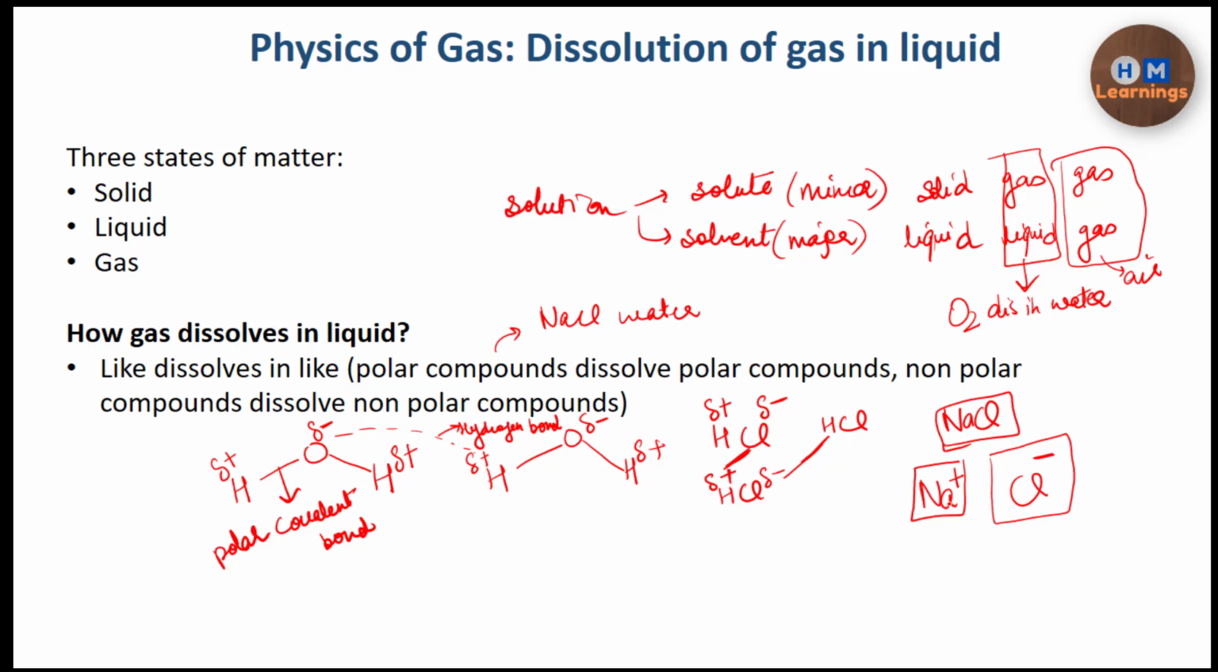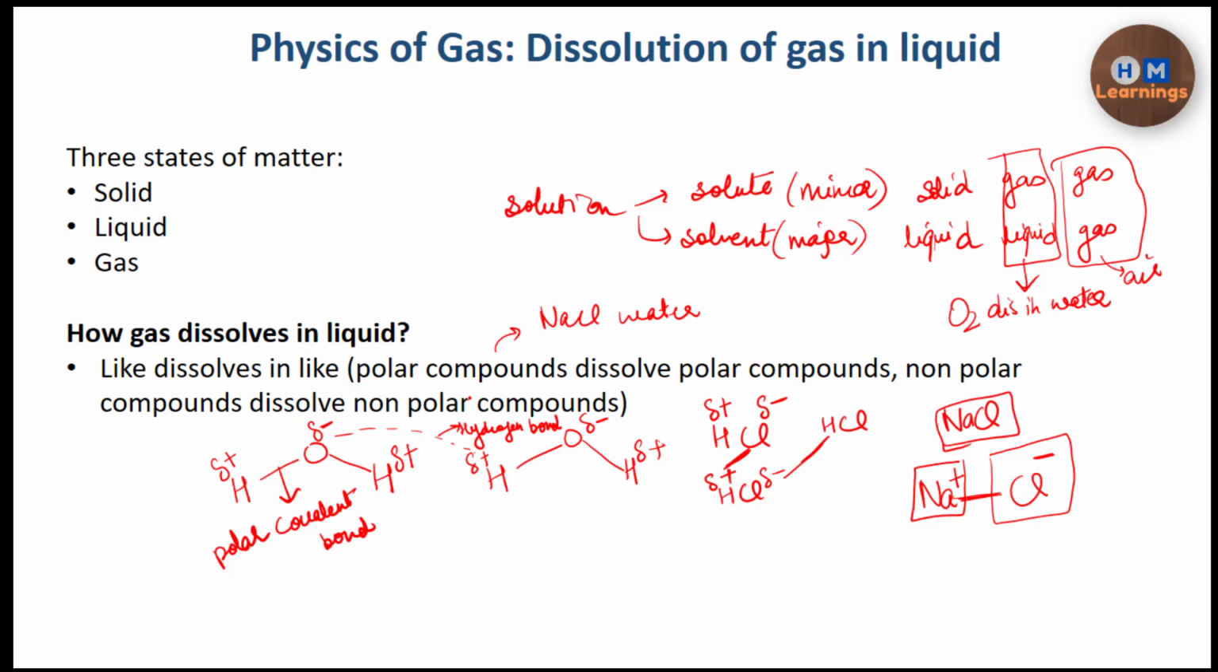But here this is a different scenario because there is total acceptance and donation of the bond. They're getting the complete positive and negative charge, and then they are held together by the ionic bond, which is an electrostatic attraction. So covalent bonds are stronger than the ionic bond.